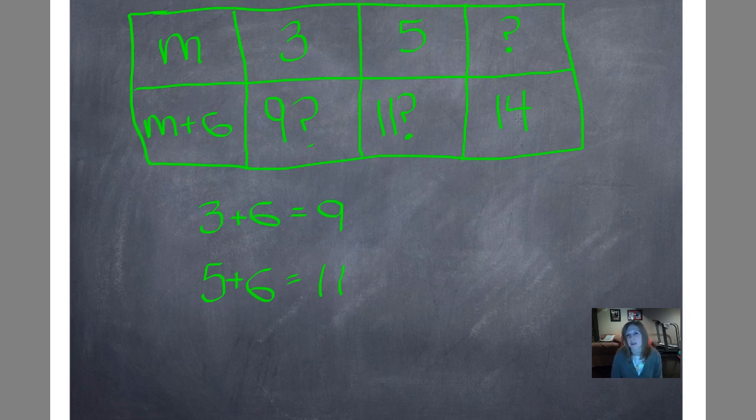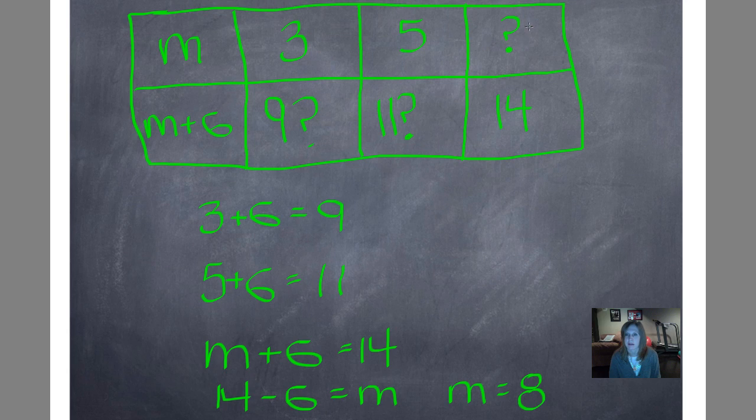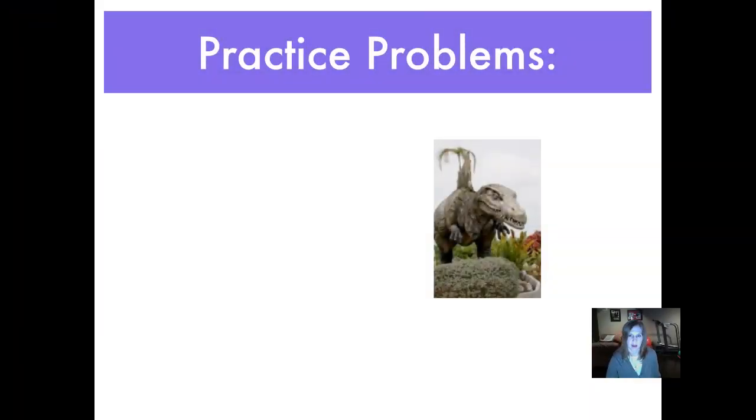Well, we know that addition and subtraction are in the same family. So if M plus 6 equals 14, then we subtract 14 minus 6 to find out what M is. 14 minus 6 is M, and so M in this case is going to equal 8, because 14 minus 6 is 8. So we would put an 8 in this table. Tables are fun and we use them a lot in algebra. We call them input-output tables sometimes. This is a table to help us organize some expressions. So we're going to do some practice problems now.